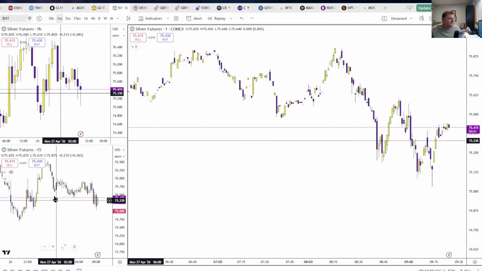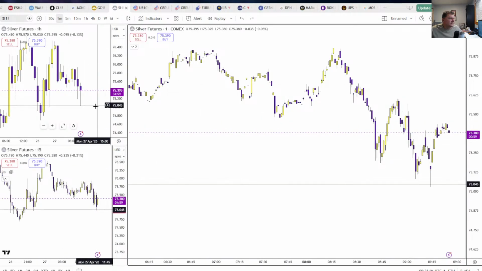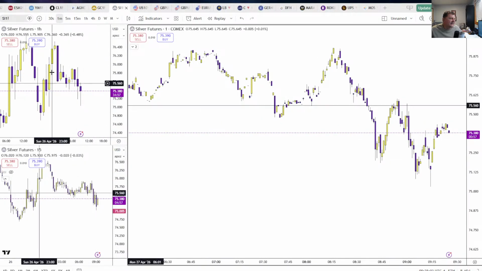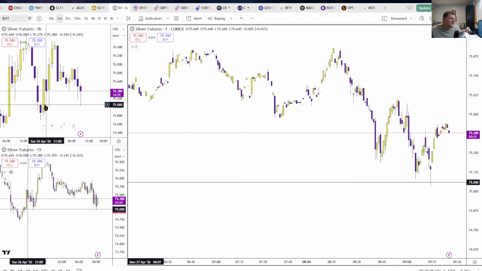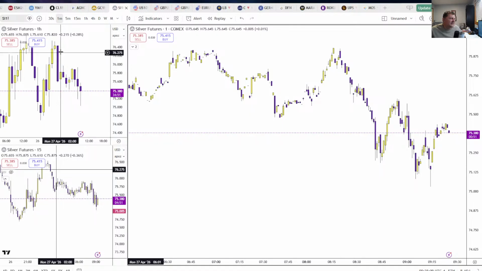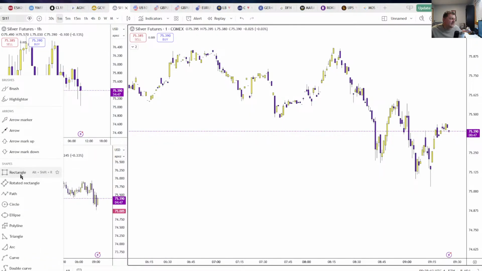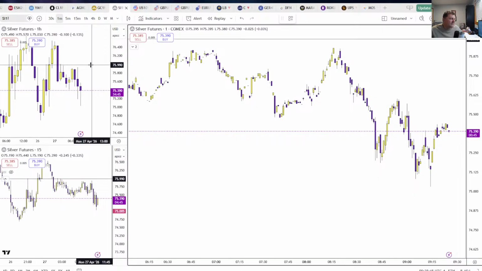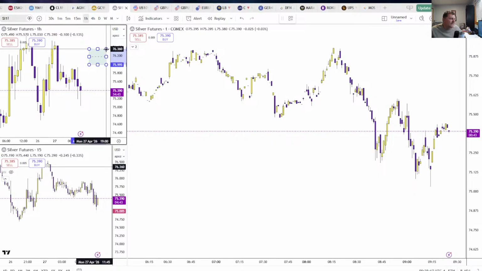Silver. Silver's right. You're in a tight little range here. Premium box, discount box has been hit now. I want to see that reach all the way back up into this premium box. So if you're looking at premium and discounts in silver, that's premium.